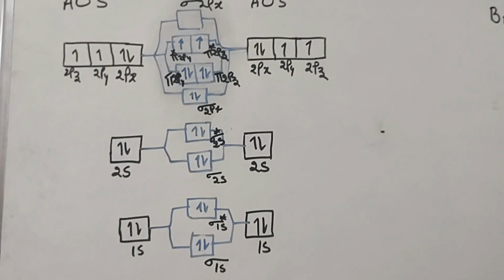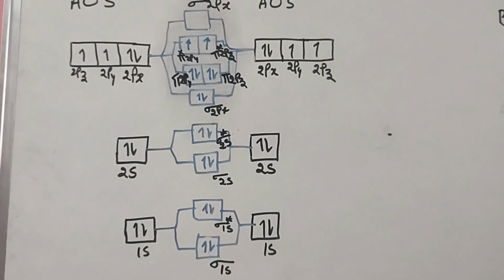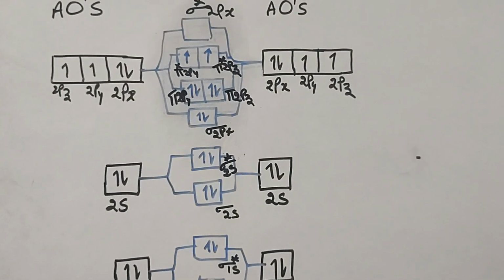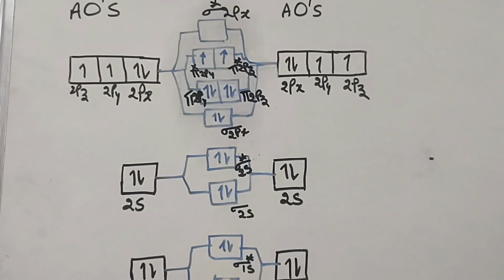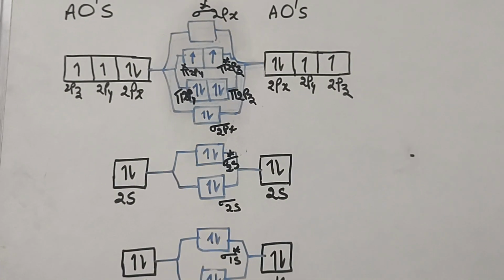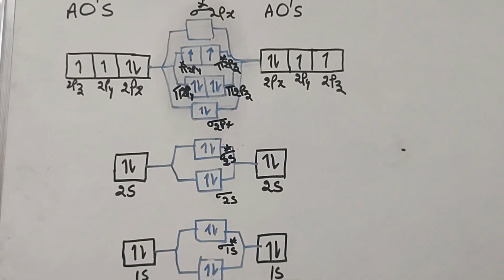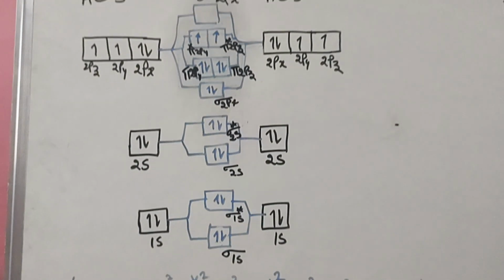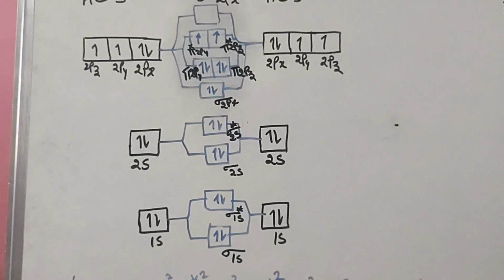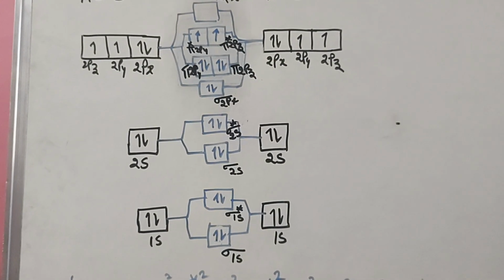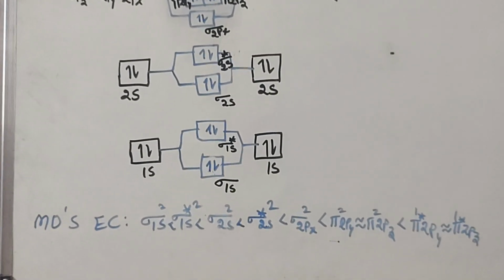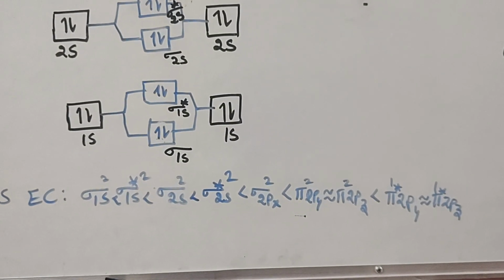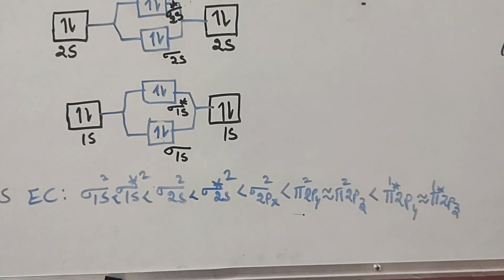We have to take the sigma 2px at the bottom and the pi molecular orbitals above the sigma. So after completely filling the electrons, here we observe two single electrons in the pi star 2py and pi star 2pz. We should write the electronic configuration in this way, showing the increasing order.